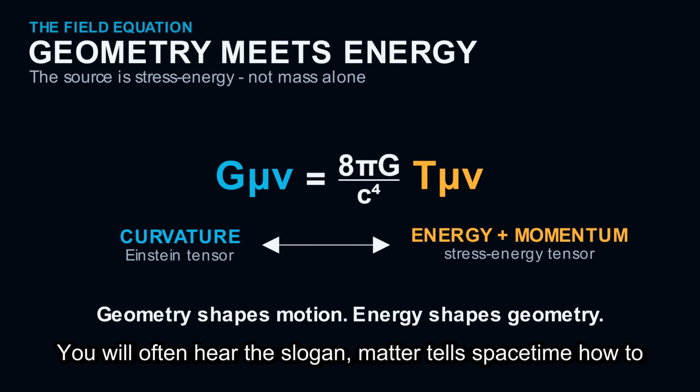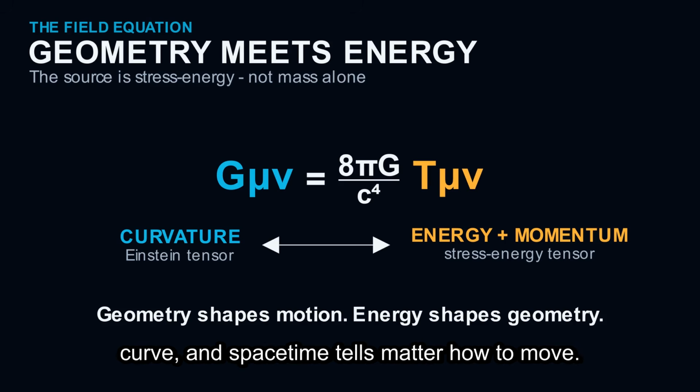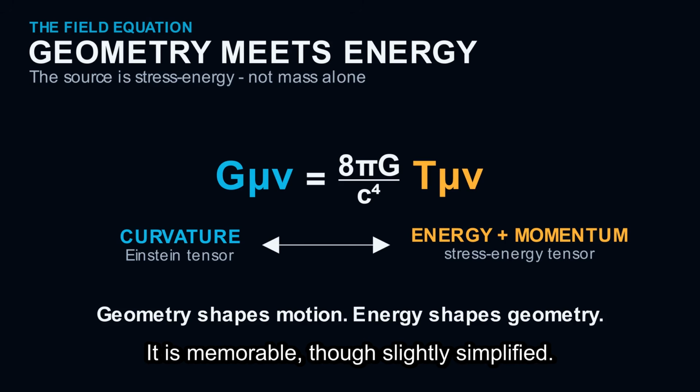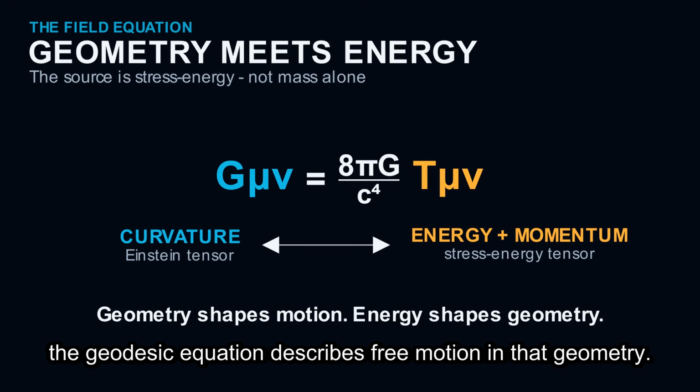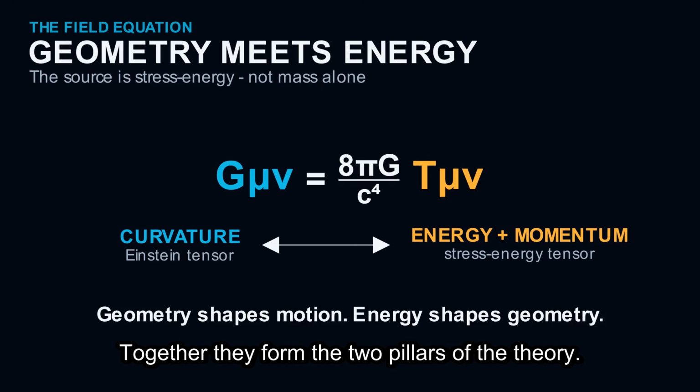You will often hear the slogan, "Matter tells spacetime how to curve, and spacetime tells matter how to move." It is memorable, though slightly simplified. The field equation determines geometry from stress energy, while the geodesic equation describes free motion in that geometry. Together they form the two pillars of the theory.